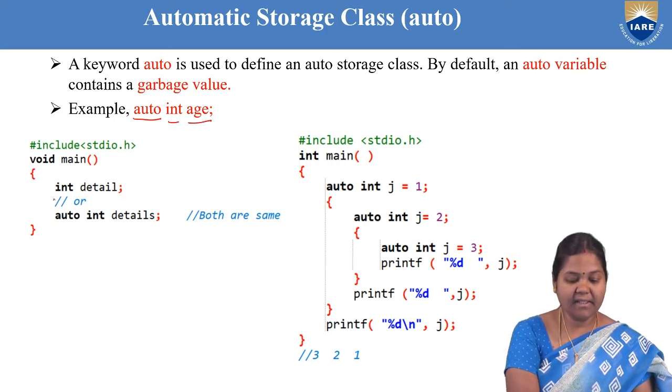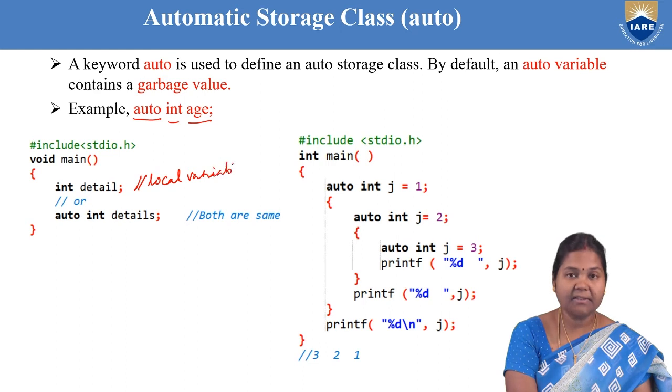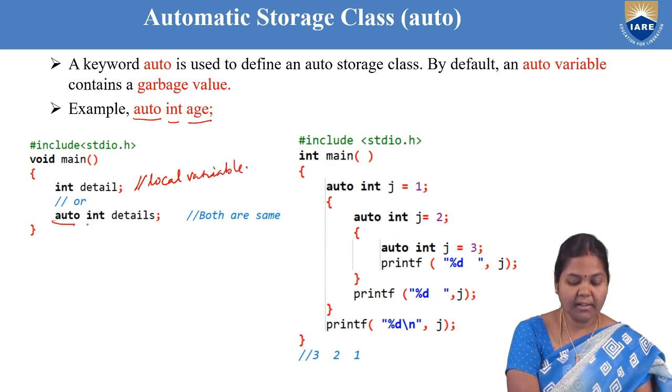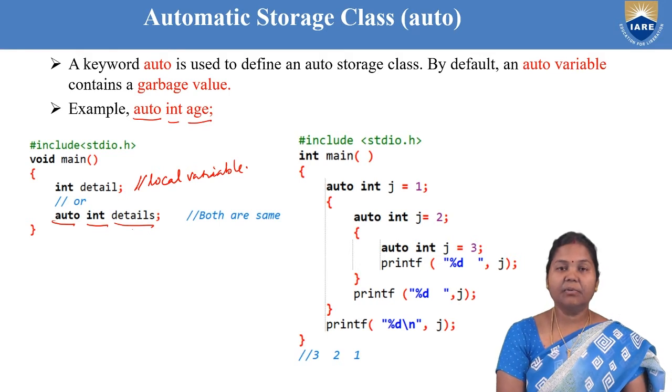Inside a main function, the normal way of declaring local variables is int detail. Detail is a local variable. Local variables are by default automatic in nature, so we can also write auto int detail. Both are the same. Whether you write it or not, by default it is taken as the automatic storage class. Now let us come to this example.